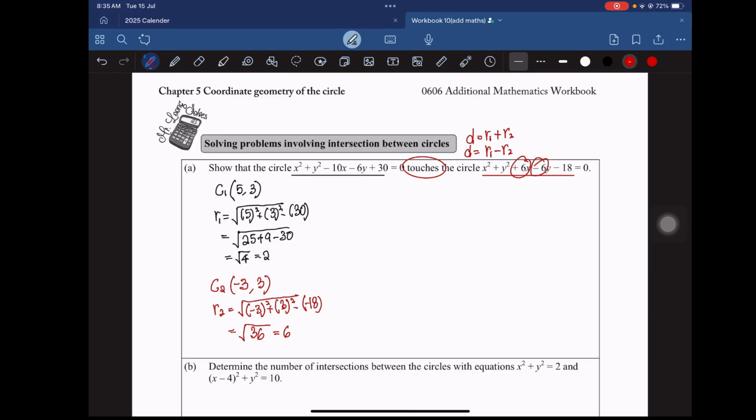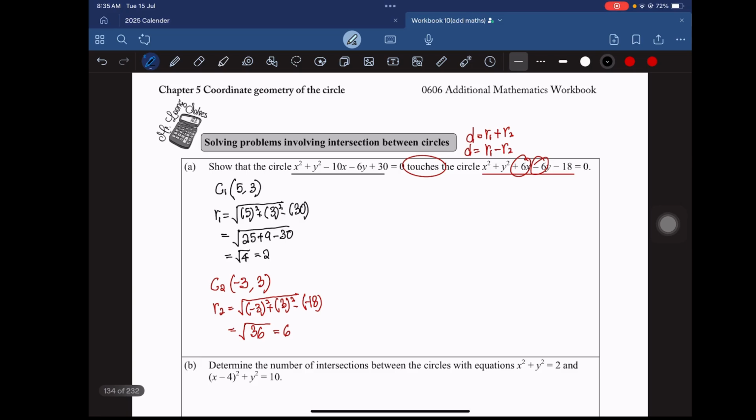All right. So we need to find the distance. Let's find the distance between the centers. The distance is equal to the square root of 5 minus 3 squared plus 3 minus 3 squared, the distance between C1 and C2. So from here I get the square root of 8 squared, because the other term is 0. Then it's just 8, the distance.